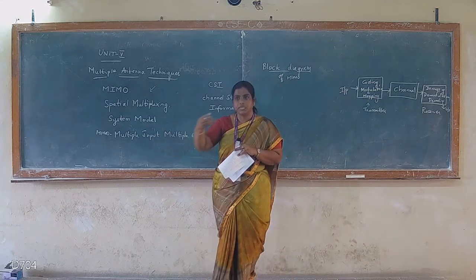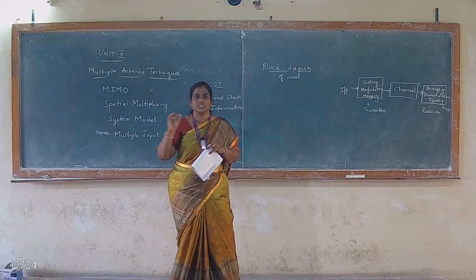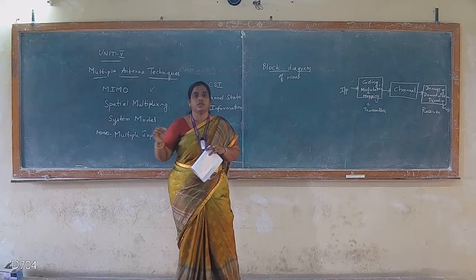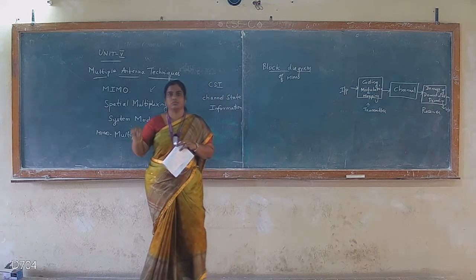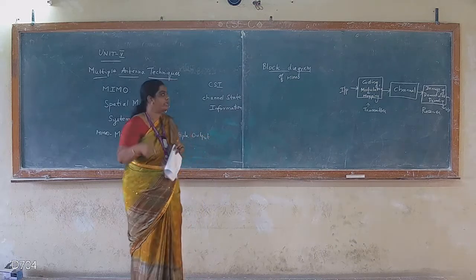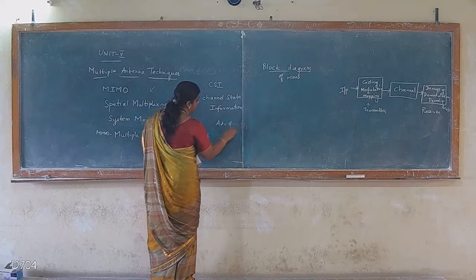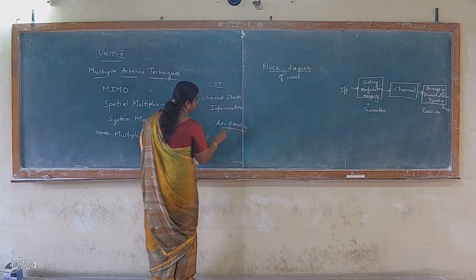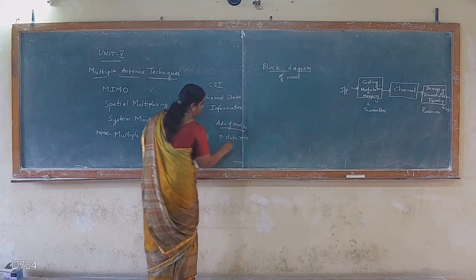Because of this concept, the advantages we gain are higher data rate and lower error rate. So we can write it as advantages of MIMO: higher data rate and then lower error rate. You may consider this from a 2 marks point of view. What are the advantages of your MIMO system, right?